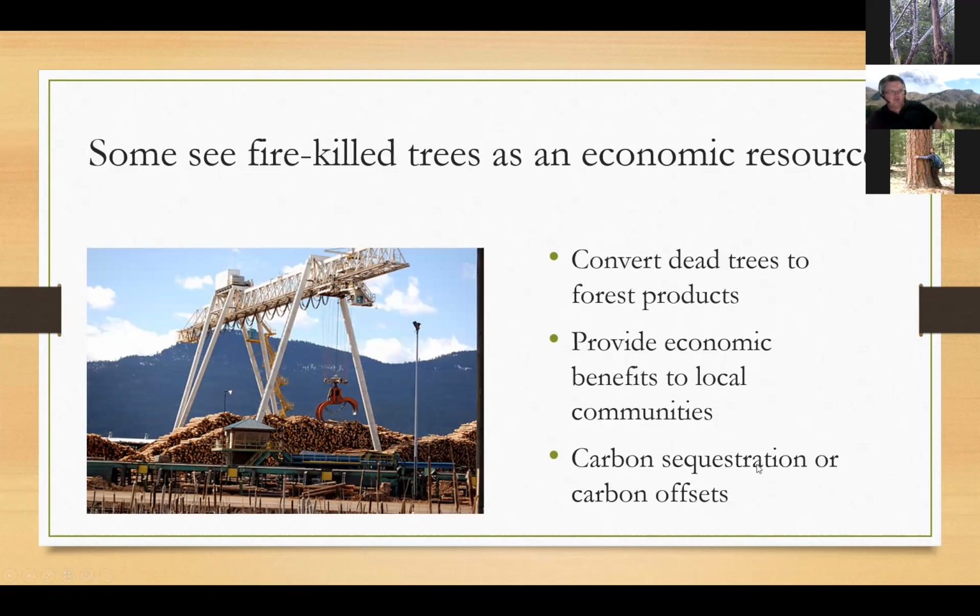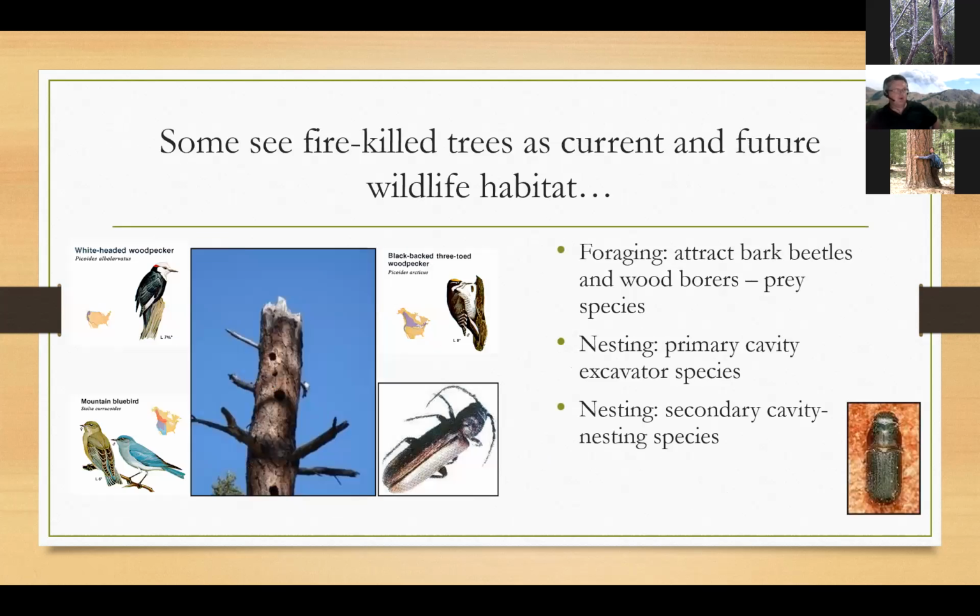An idea that I don't think is promoted very well, but I think there's some merit to, is the idea of carbon sequestration. If you can take that wood and either put it into a long-lasting wood product or use that wood in lieu of some fossil fuel or cutting down a live tree that's still accumulating carbon, there may actually be some carbon benefits to harvesting these dead trees, because once they're dead, they do start to decay and lose their carbon.